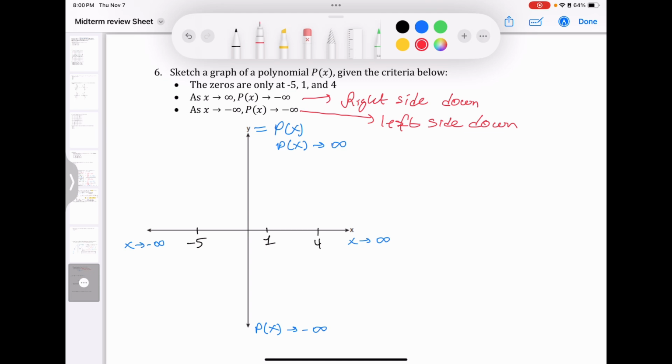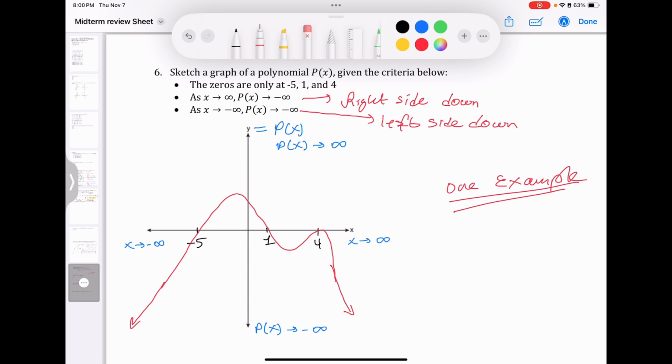Here is one example of a sketch that we can draw. So it's down on the right. So on the right side, I'm going to go down. And on the left side, the function also goes down. So here's one example, but not the only example. I'm going to draw my graph like this. And there you go.